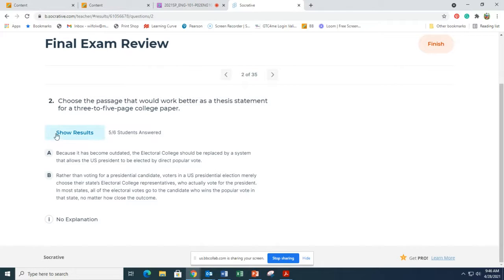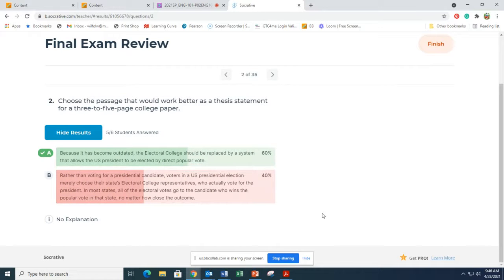All right. Let's see how we did. Okay, better. So for those who picked B, I'm guessing you probably saw that it's longer and thought longer is better. But you want to think about the big picture here, a 3 to 5 page sized big picture. Even though A is shorter, it leaves a lot more open to be discussed. And it's debatable. Because it has become outdated, the Electoral College should be replaced by a system that allows the U.S. president to be elected by direct popular vote. That's something that people could reasonably disagree on, and a person could have a lot of different reasons to talk about it. It's much more open-ended.